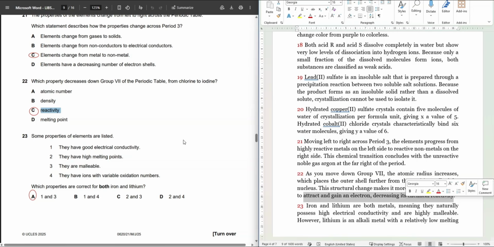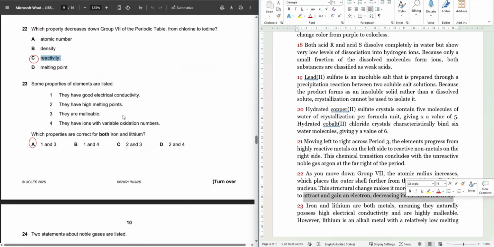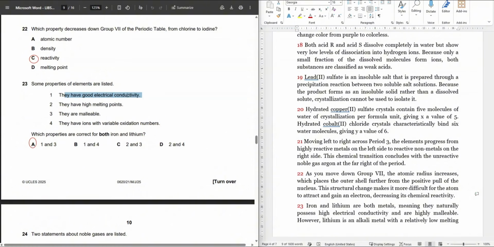Alright, now let's move on to our next question. Question number 23. It says some properties of elements are listed here. Number 1, they have good electrical conductivity. Number 2, they have high melting points. Number 3, they are malleable. And number 4, they have ions with variable oxidation numbers. We have to choose which properties are correct for both iron and lithium. Our correct answer choice is A, which is 1 and 3. So they have good electrical conductivity and they are malleable.